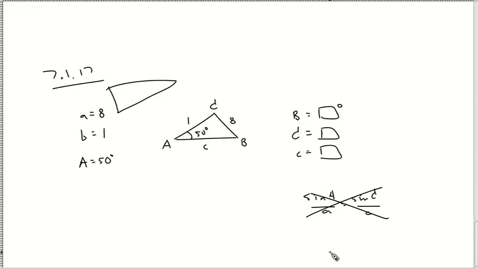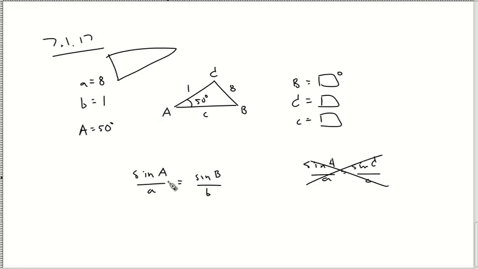So what can I solve for, though? The B? Exactly. We're going to solve for B. And so I'm going to do sine of A over A and sine of B over B. And so, what's my capital A equal to?